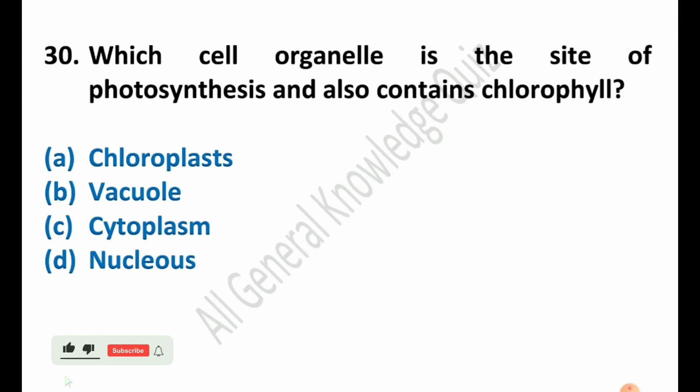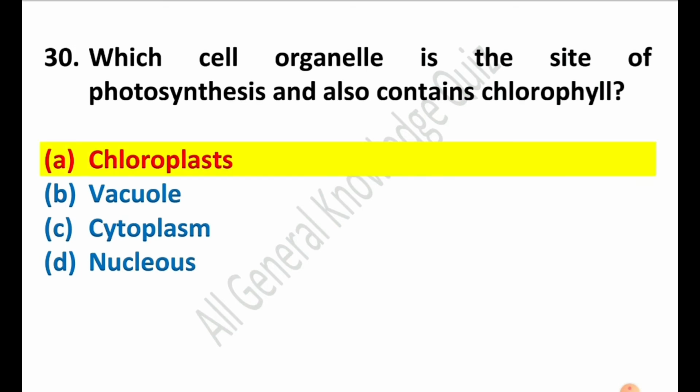Question number 30. Which cell organelle is the site of photosynthesis and also contains chlorophyll? Option A, chloroplasts. Option B, vacuole. Option C, cytoplasm. Option D, nucleus. The answer is option A, chloroplasts. Chloroplasts is the site of photosynthesis and also contains chlorophyll.